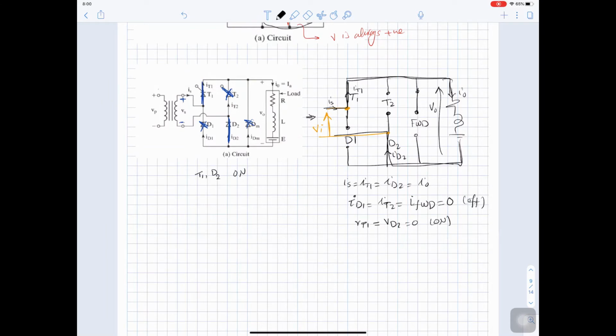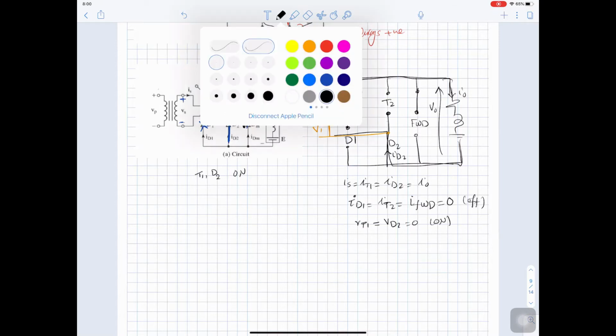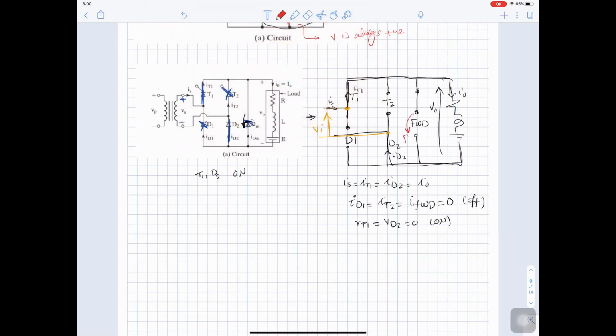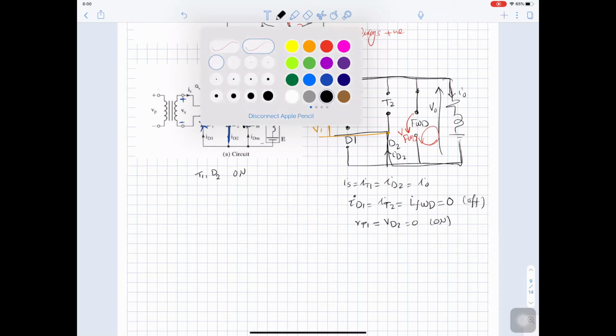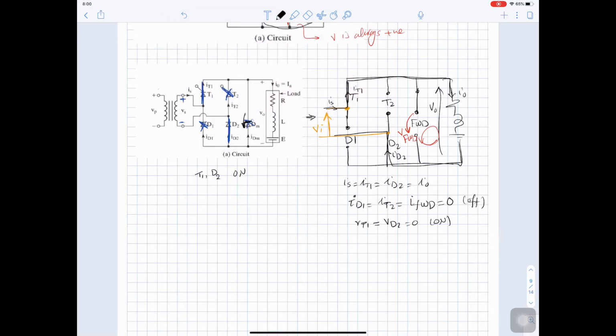Now to sketch V freewheeling diode, it will be sketched in this direction. So here we have V freewheeling diode. So if we do KVL in this loop, we can see that V freewheeling diode is negative V out, and V out is V source. So V out equal Vn. If you do KVL in the outer loop, you can see that V out equal to Vn, and V freewheeling diode equal negative V out or negative Vn.